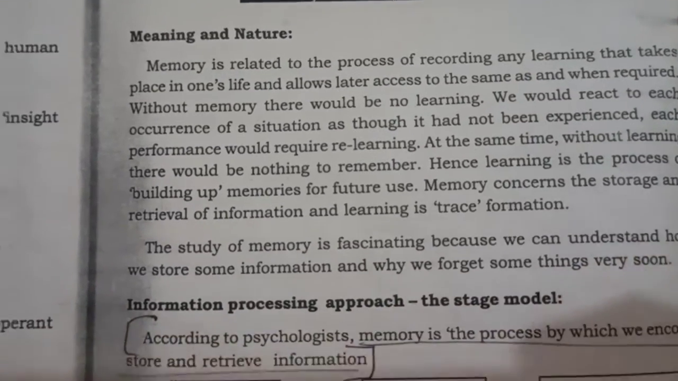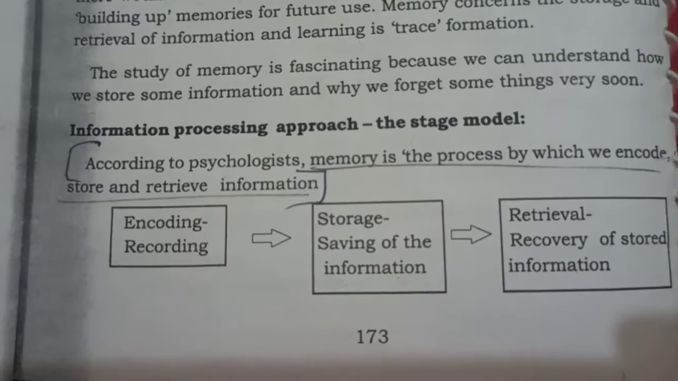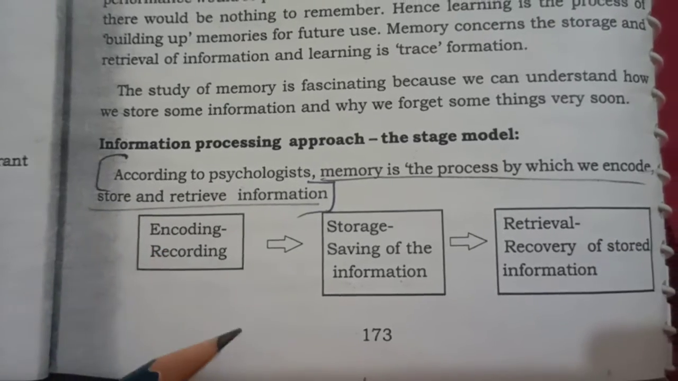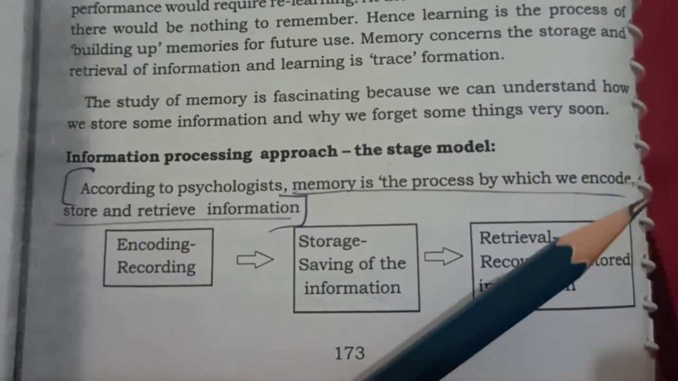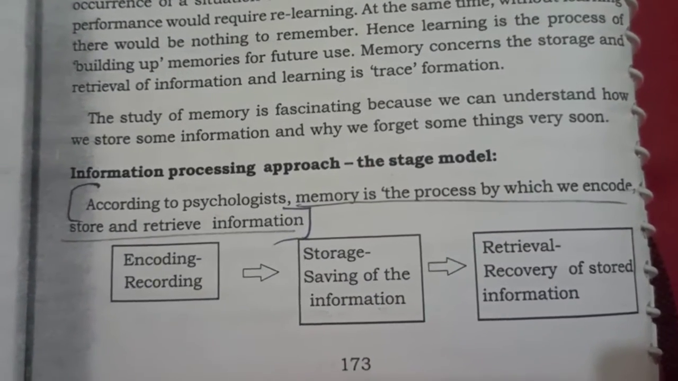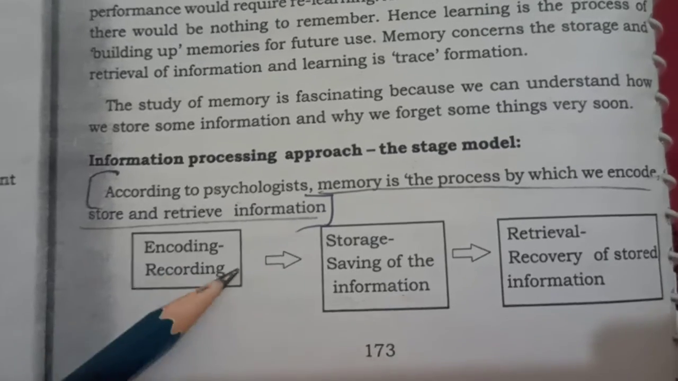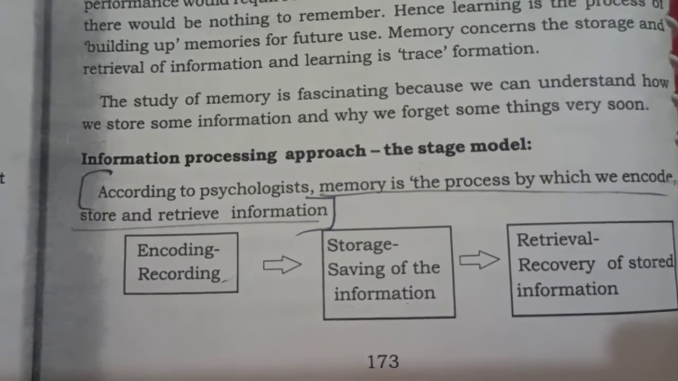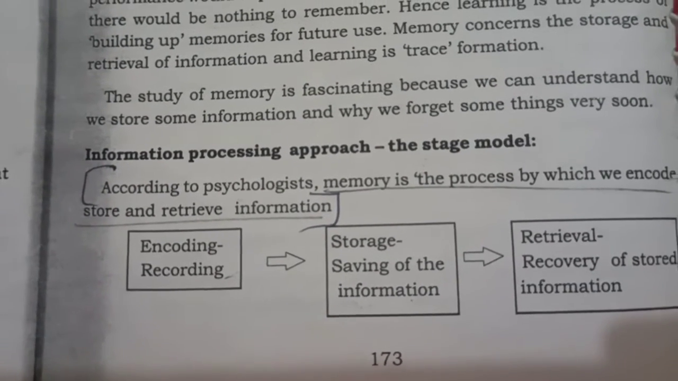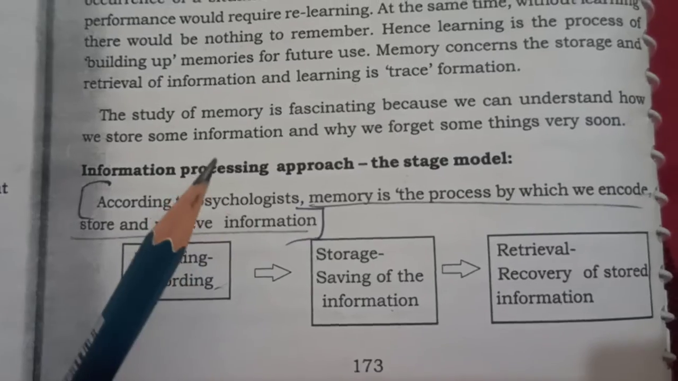When we store our information, we also try to forget some memories. The main important thing we will go through is the information processing approach, the stage model. This is very important. According to psychologists, memory is the process by which we encode, store and retrieve information. Encoding is where you take in whatever information you collect, and store it in your memory, in your brain or in your mind, and retrieve information. When it has to be recalled, you retrieve it back.